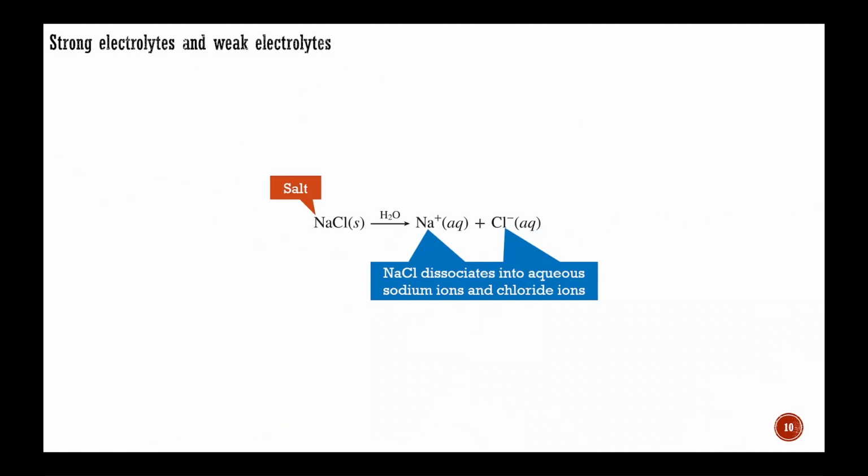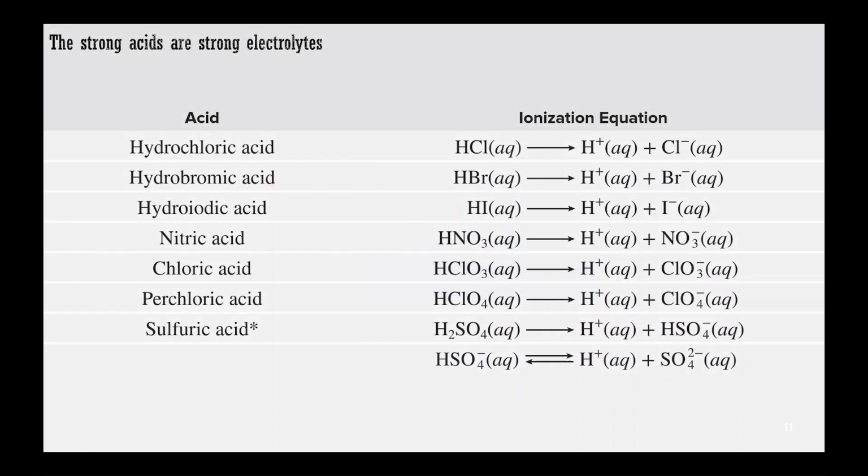In a solution of sodium chloride, all of the dissolved sodium chloride exists in the form of ions. Thus, sodium chloride, which is an ionic compound, is said to dissociate completely. An electrolyte that dissociates completely is known as a strong electrolyte. All water-soluble ionic compounds dissociate completely upon dissolving, making them strong electrolytes. In contrast, only a few covalent compounds are strong electrolytes.